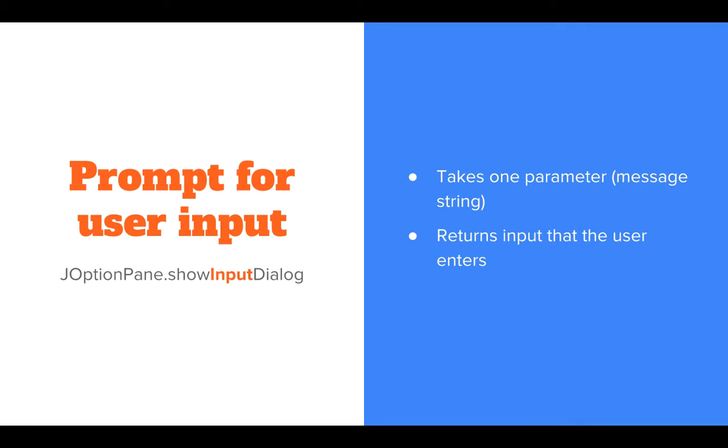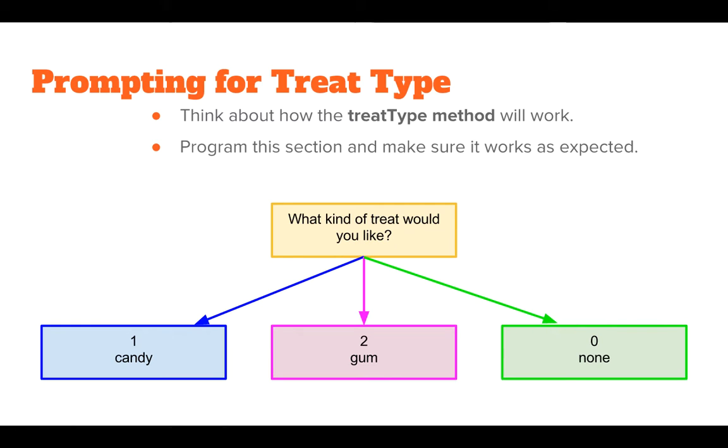So the first one we're going to look at is the prompt for user input. And that's that they can sort of put anything they want in there. The only difference between this one and the others we're going to see is the word input in the middle. So they all have the same format, JOptionPane. You have to make sure that the J is capitalized, the O is capitalized, the P is capitalized. Then it's .show, and then for this one, for user input, you're going to put input and then dialog. And again, be careful with capitalization. You take one parameter, and it's a string message, and then you're going to return the user input that they enter. So it's pretty quick and easy.